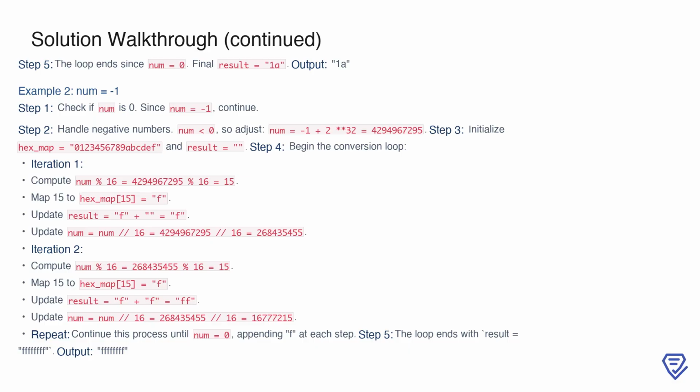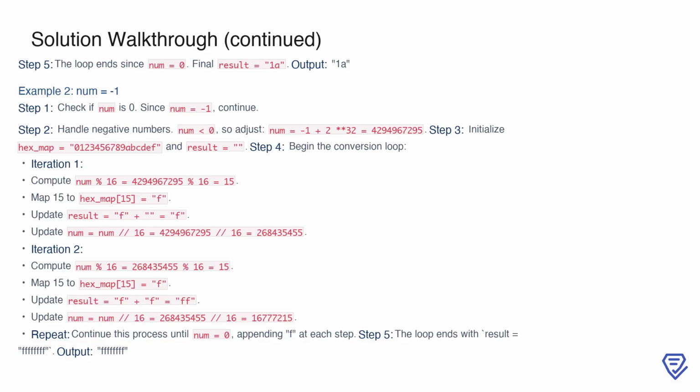Let's move on to another example where the input number is -1. Again, we start by checking if the number is 0. Since it's not, we proceed. This time, the number is negative, so we adjust it using the 2's complement formula, number equals -1 plus 2^32, which gives us 4294967295.